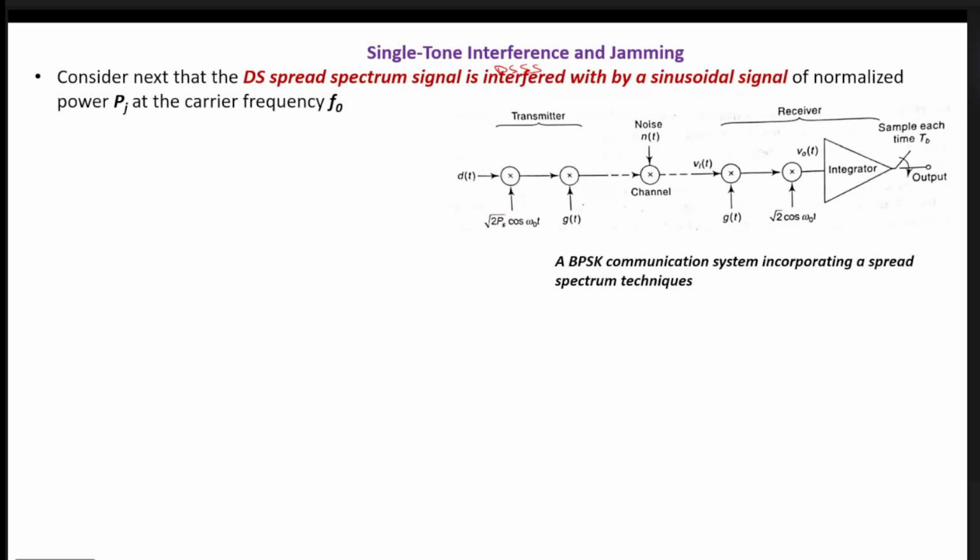So the basic idea is that this signal gets multiplied. First we will consider this noise n(t) as a sinusoidal signal, so that it gets added with the direct sequence spread spectrum signal. And since this signal gets multiplied by g(t), the whole signal will be multiplied by g(t), and then the whole signal will be multiplied by root 2 cos omega naught t. And then after passing this low pass filter, we will calculate what signals we are getting.